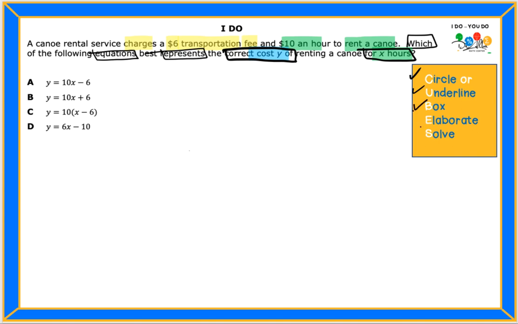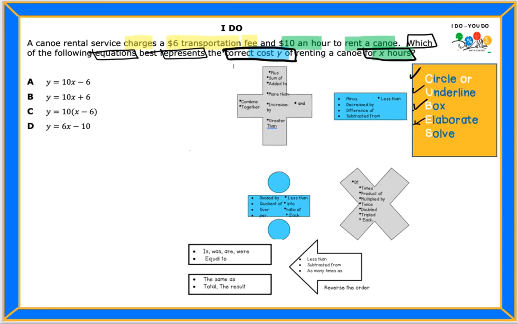And my next step is elaborate. For elaborate, I'm gonna bring some anchor charts that I have for math vocabulary that help me understand how to rewrite the words into equations. This is an anchor chart that I can have in the classroom, and it has keywords that can help me know how to set up my sentence into an equation, because that's what we're doing. We are translating these English sentences into math equations.